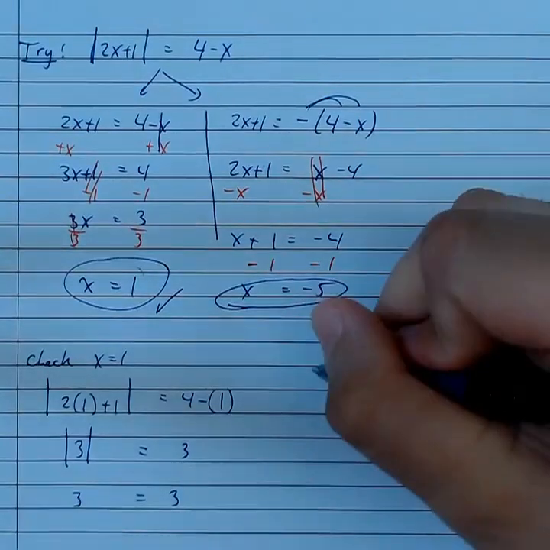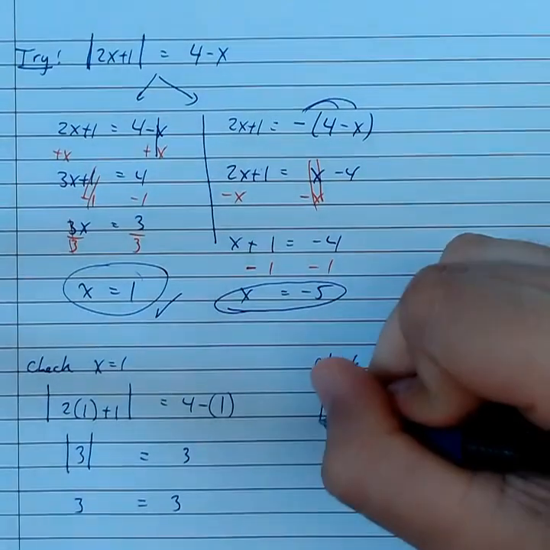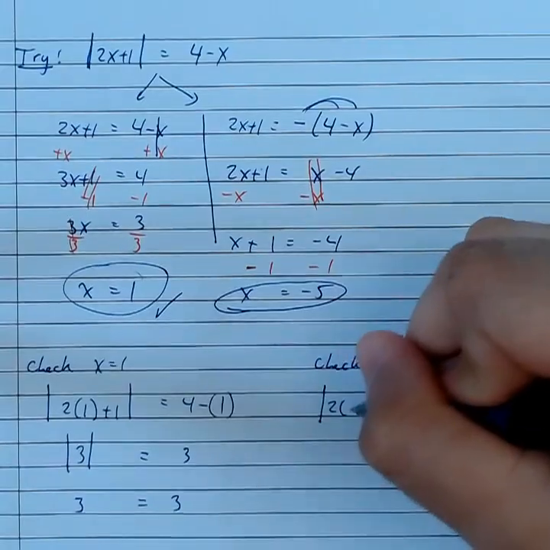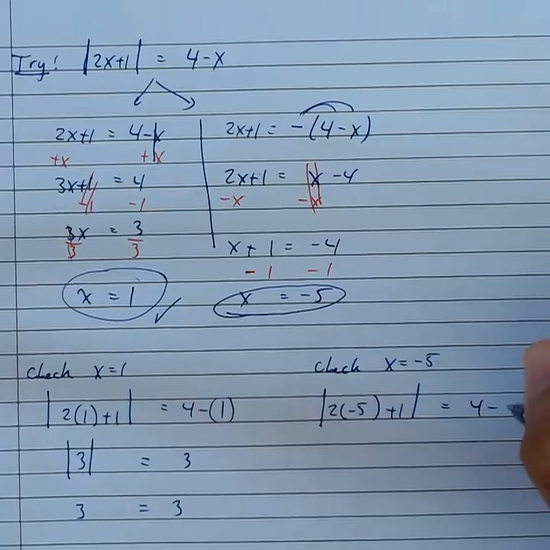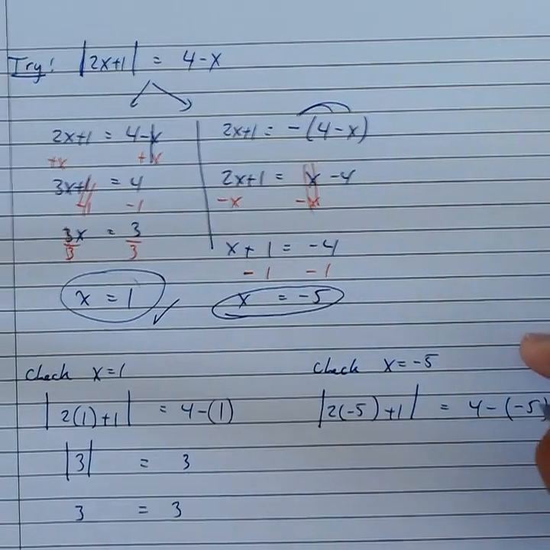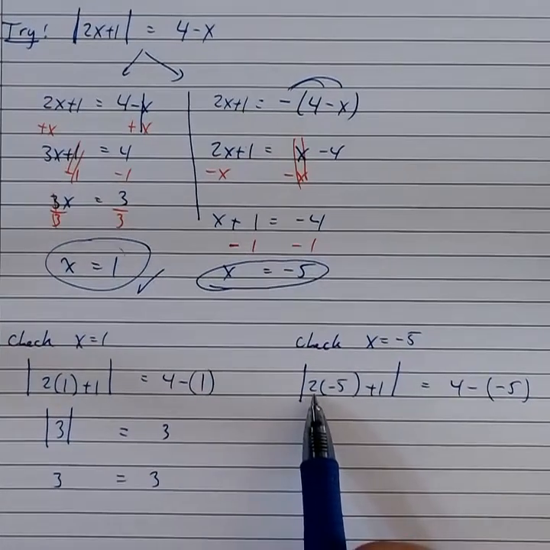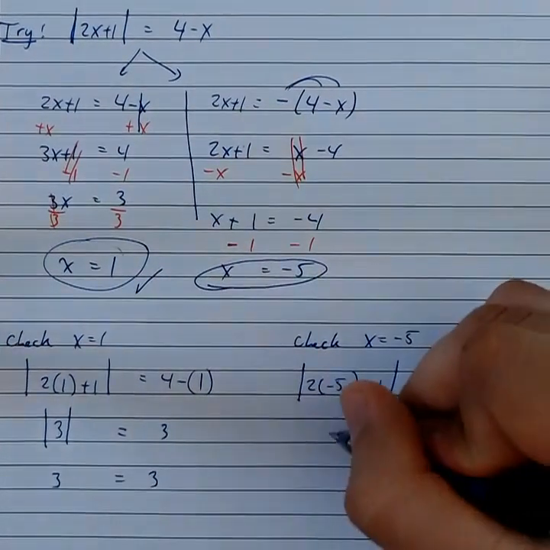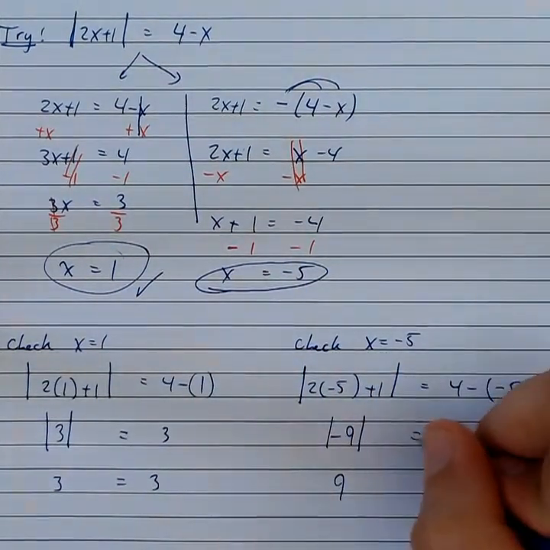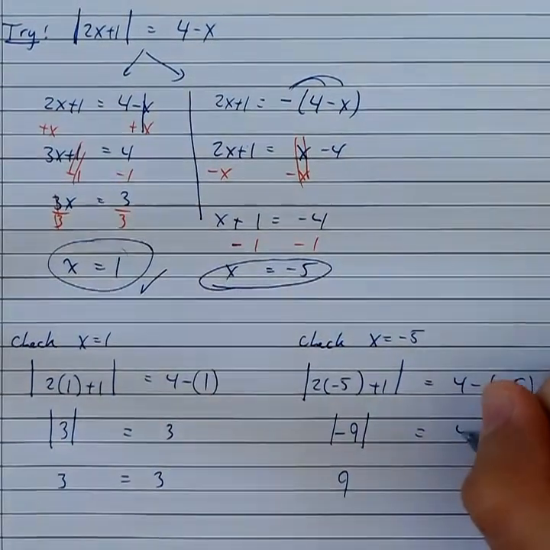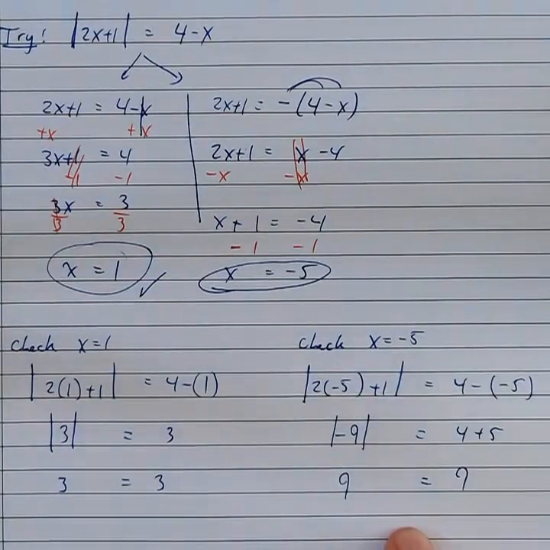Let's check negative 5. x equals negative 5. That'll be the absolute value of 2 times negative 5 plus 1 is equal to 4 minus a negative 5. Negative 5 times 2 is negative 10. Negative 10 plus 1 is negative 9. And the absolute value of negative 9 is just 9. Over here, double negative makes that a plus. So that's really 4 plus 5. And 4 plus 5 is just the number 9. So yeah, that one works too.